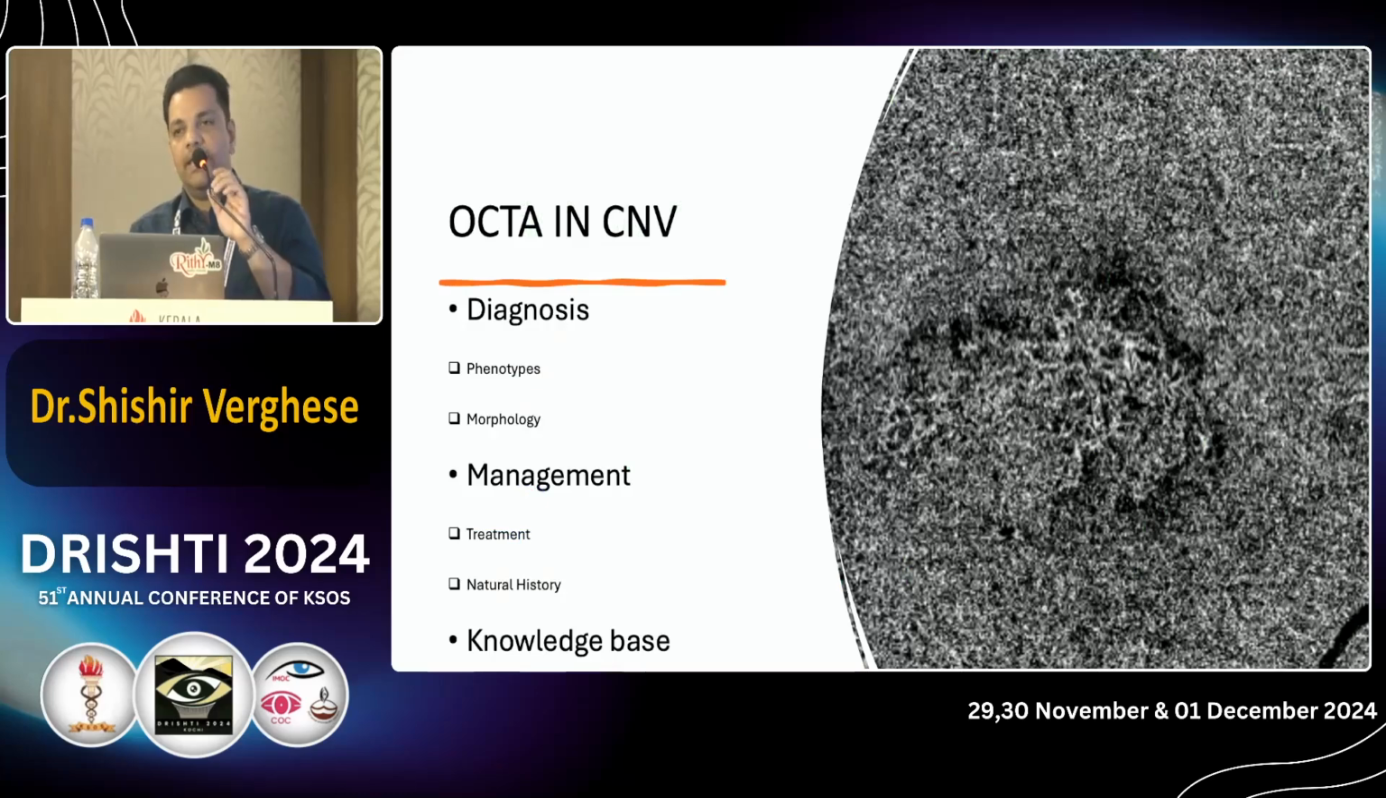So I'll be talking on decoding the matrix, OCT angiography in CNV, basically how it can help in your practice. So OCTA in CNV is important. First, you can establish a diagnosis, also know the phenotype and morphology of the type of CNV, and it also helps you in management, basically to follow up on how the anti-VEGF, that is the treatment, is acting, and you can also get to know the natural history. Also, if you are doing research, planning to publish, any OCTA paper is incomplete without an OCT angiography.